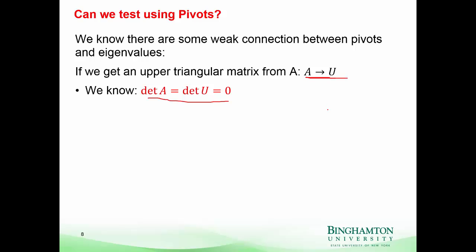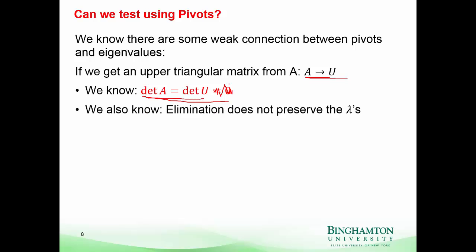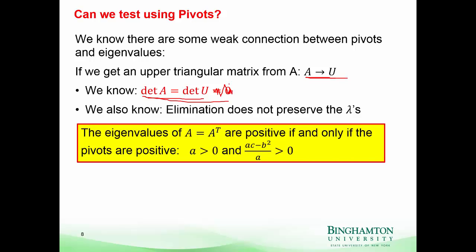So in this case, I don't know why I'm saying is equal to 0 here. I don't believe that's correct. We know the determinant of A is equal to the determinant of U. We also know elimination does not preserve the eigenvalues. We've seen that already. But what we do know is, and this is for the 2-by-2 case, we know that the eigenvalues of a symmetric matrix A are positive if and only if the pivots are positive.